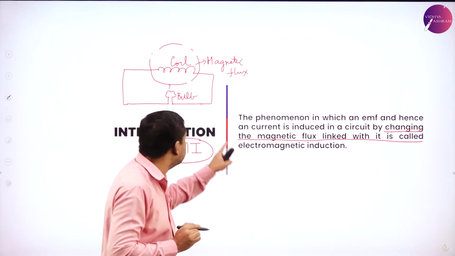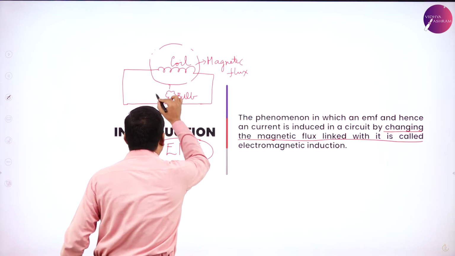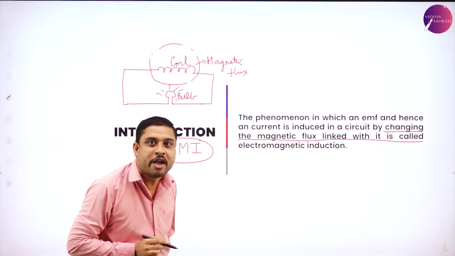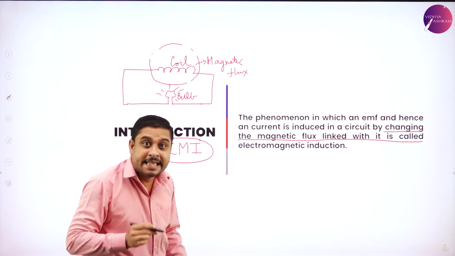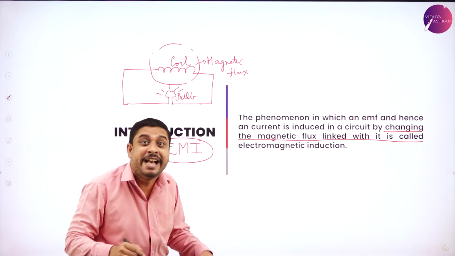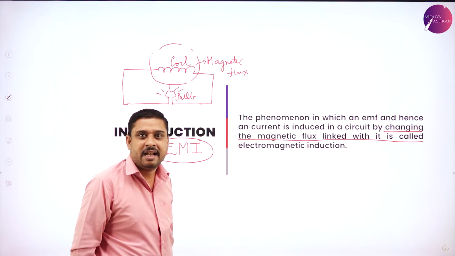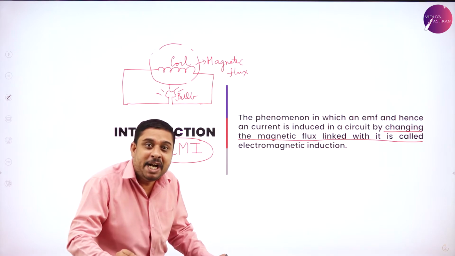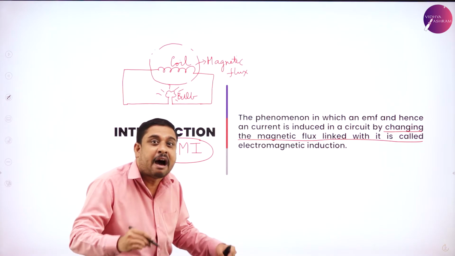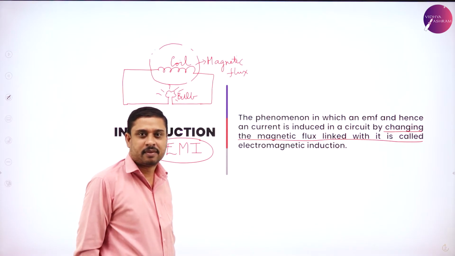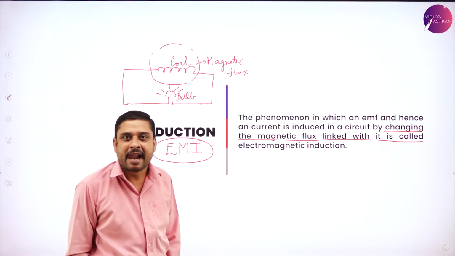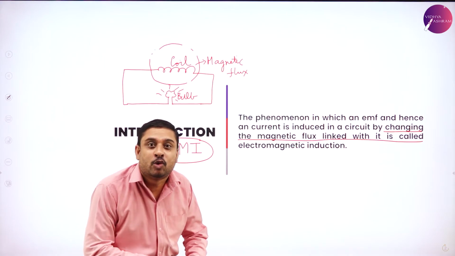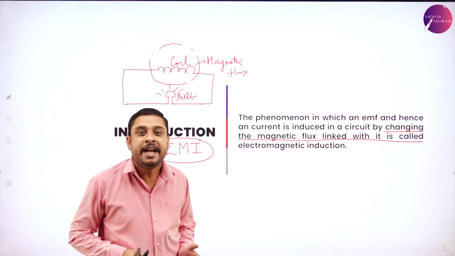The moment you practically achieve this, immediately you can see that the bulb starts glowing, which means there is some EMF induced, and this EMF is inducing some current in the circuit. Very clearly, I have used the word induced. Why induced?